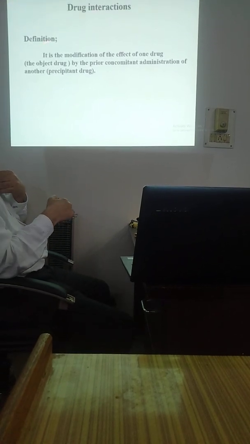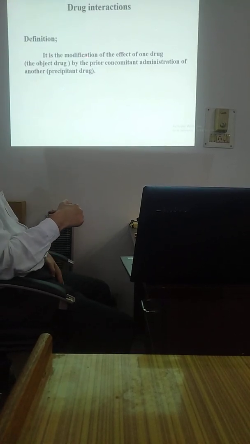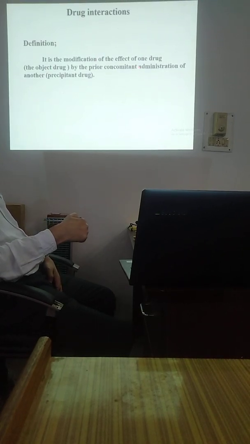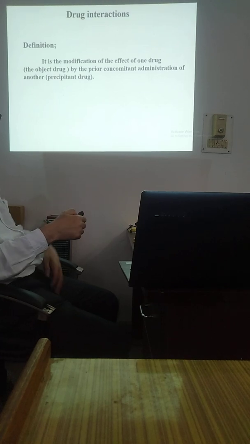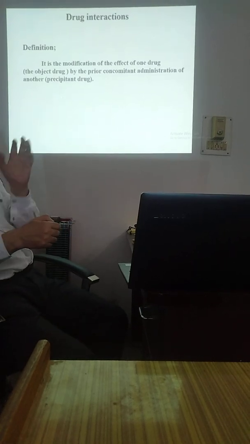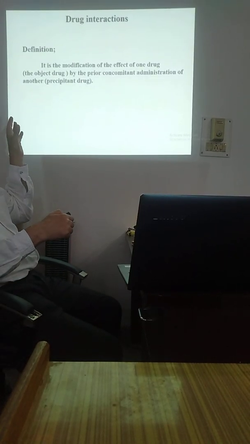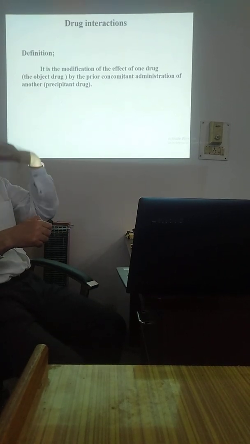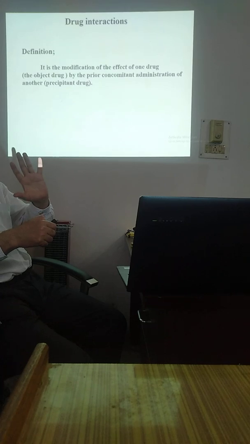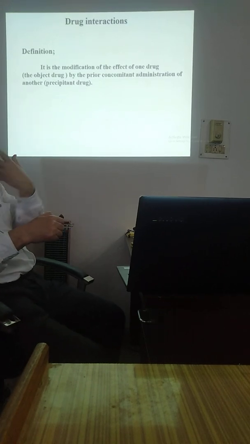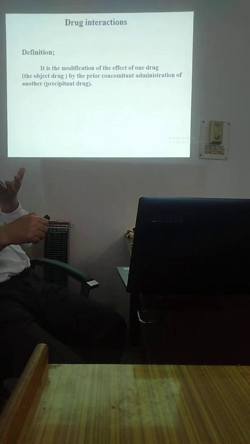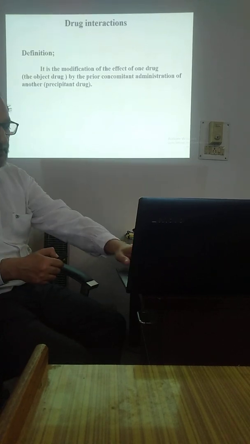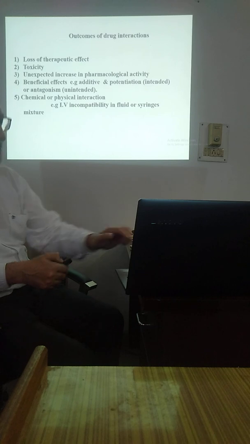Drug interaction is the modification of the effect of one drug, the object drug, by the prior or concomitant administration of another drug. So there should be at least two drugs. One is the object drug and another is the precipitant drug. The precipitant drug interacts with the object drug, and there is an interaction of the object drug and then there is a deleterious effect. It can be good, it can be beneficial, it can be harmful. So this is one of the most important topics which we have discussed.